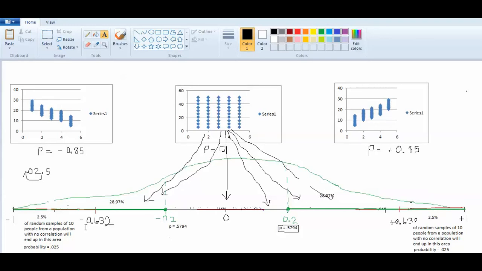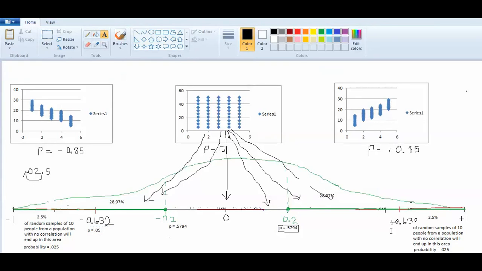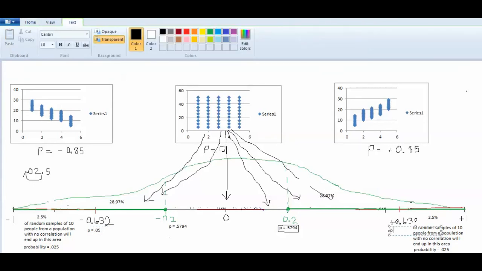And now let's find the p-value of these 2 numbers, 0.632 and negative 0.632. I said that the p-value is just the total of the 2 probabilities. So when you add 0.025 plus 0.025, they equal 0.05. So the p-value of this correlation is 0.05. This one is also 0.05.